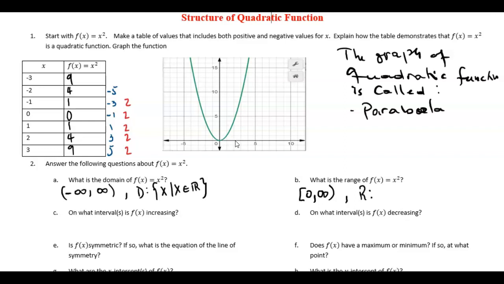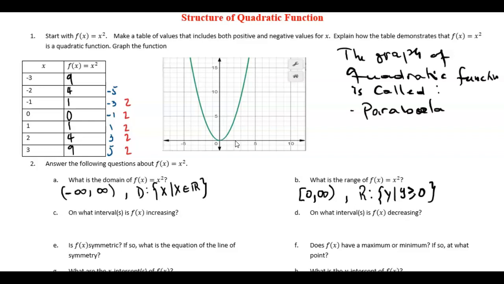Say range is y such that y is greater than or equal to zero. So y is anything that's above here, starting from zero, and anything that's bigger than zero is part of the range. Like if y is zero, you got an x value. If y is one, there is an x value. If y is 2, there is an x value. If y is 5, there is an x value, and so on and so forth. Get that, yeah?